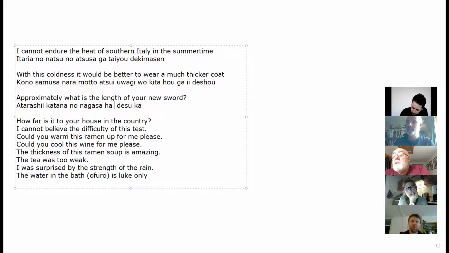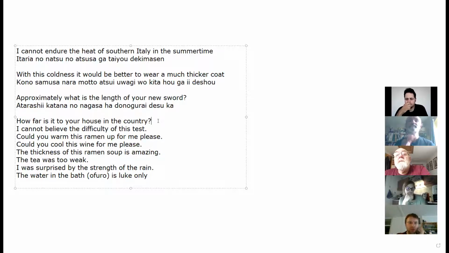Do you remember what this is? Ikura? No, this means exactly how much. How much? I don't remember. Ikura was the only one I remember. Donogurai. Yes. Donogurai desu ka? Yeah, good. Atarashii katana no nagasa wa donogurai desu ka? This is good.